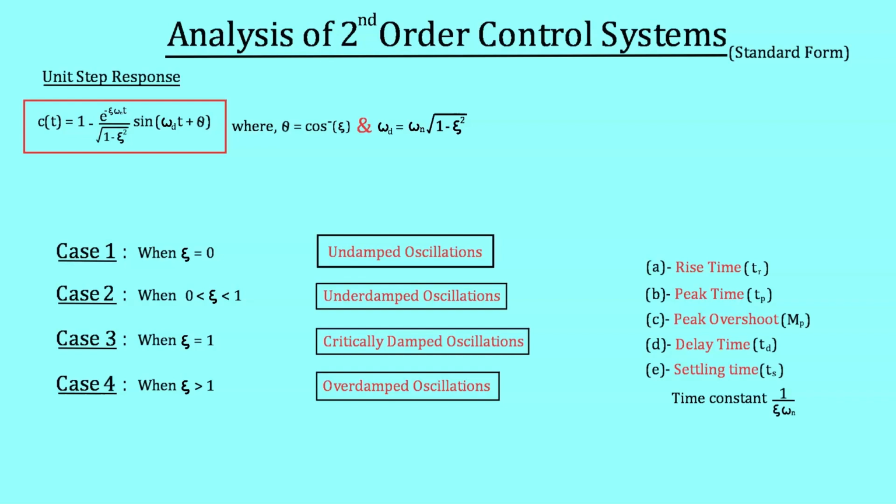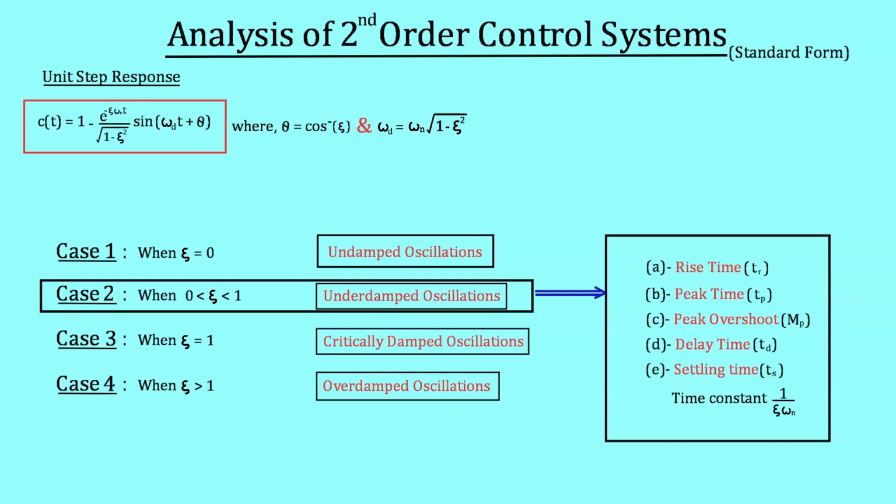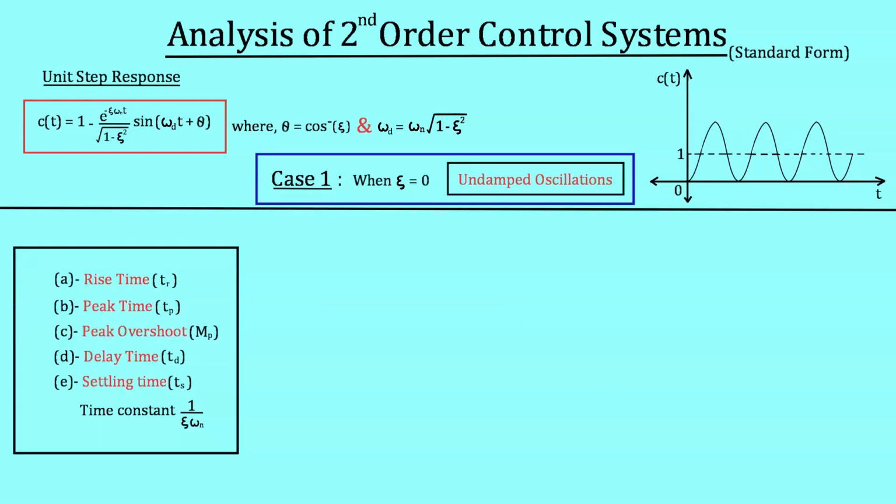We have seen different cases of the standard second order control system and have also discussed different parameters which are important for determining the performance of a second order control system. But so far we have discussed only the second case, which is the case of underdamped oscillations. The other cases are still remaining. So let us first consider case 1, when the value of zeta is equal to 0.